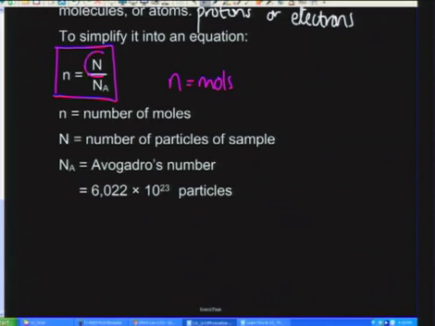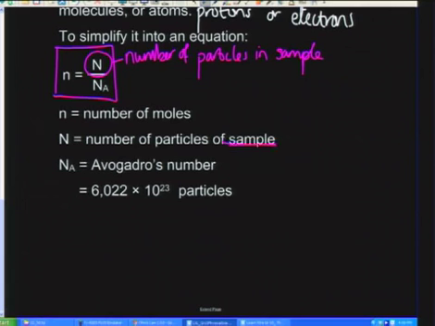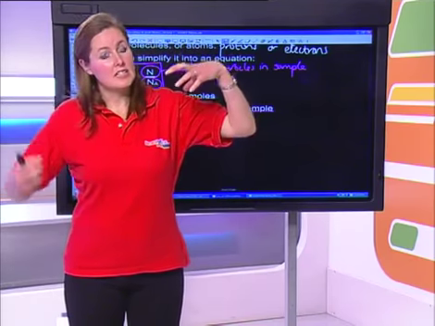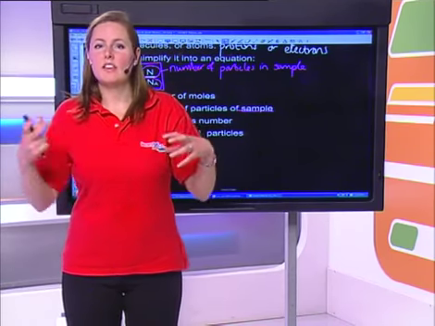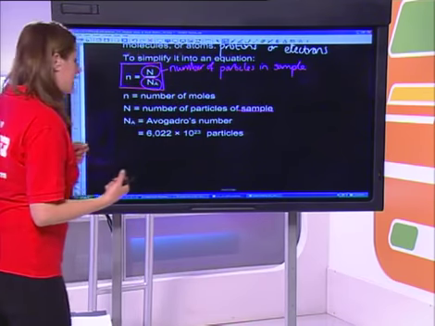This N at the top is the number of particles in the sample, okay? The idea that if I've got in my sample however many times 10 to the 23 particles, or times 10 to the whatever particles, that is the number of particles in my sample. Whereas this number at the bottom is Avogadro's number. Because I could say however many particles divided by Avogadro's number will give me the number of moles of that substance.